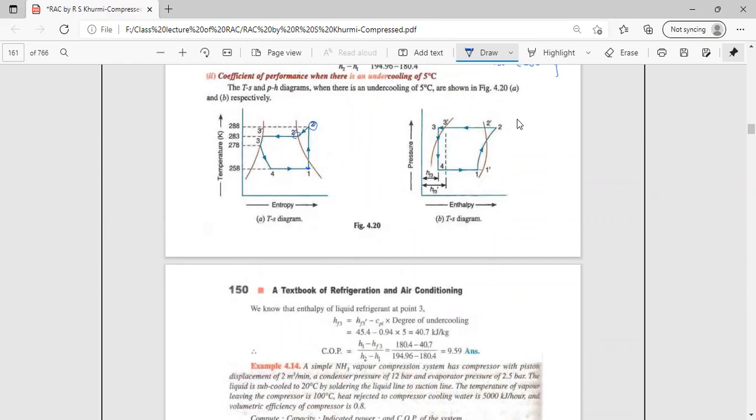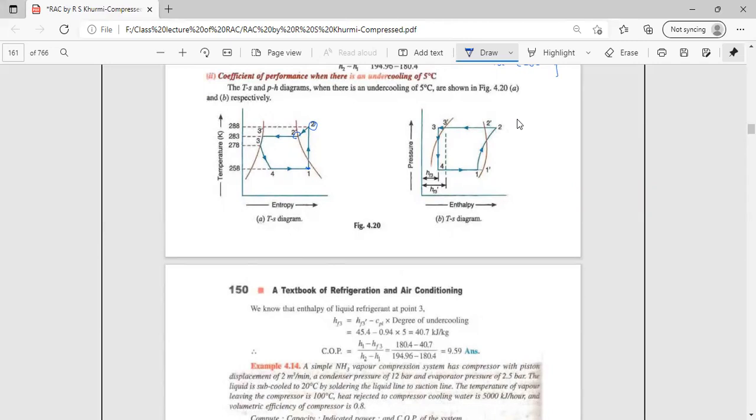2 dash we have calculated, and now after releasing heat in the heat exchanger, the liquid is cooled up to a certain extent, up to point 3, before feeding to the expander itself. So what has happened here? The enthalpy of the liquid refrigerant at 3 will be equal to HF3 dash, which is represented at 3 dash, minus the specific heat of the liquid refrigerant multiplied by the degree of undercooling itself.